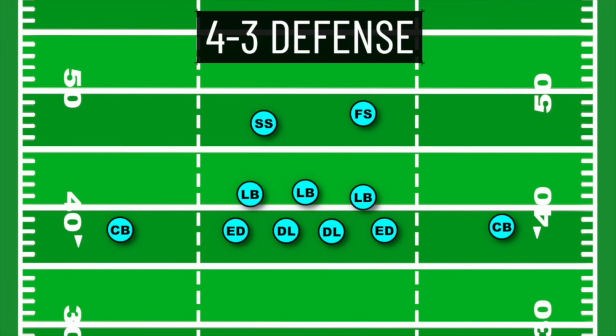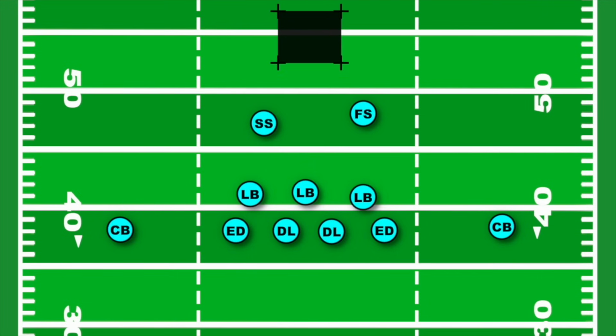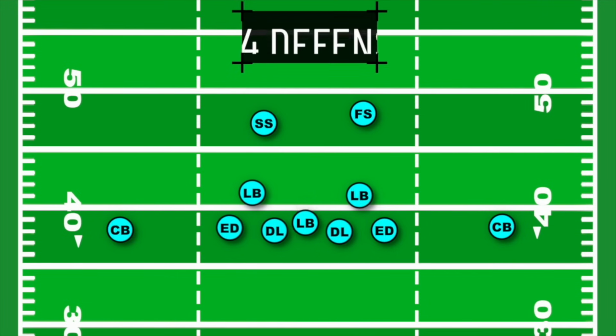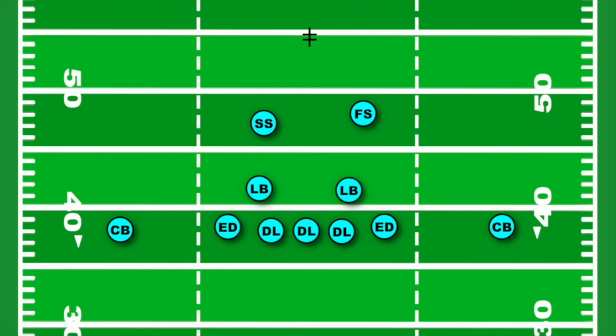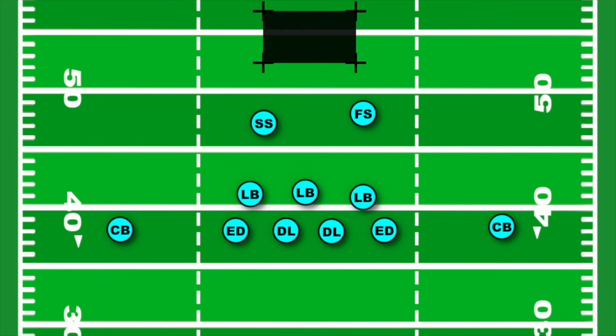A 4-3 defense uses 2 interior defensive linemen, 2 edge rushers, and 3 off-ball linebackers. A 3-4 defense uses 3 interior defensive linemen, 2 edge rushers, and 2 off-ball linebackers. Base defense is the standard personnel package with 4 linemen, 3 linebackers, and 4 defensive backs.